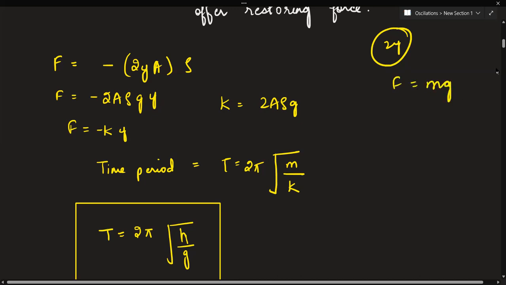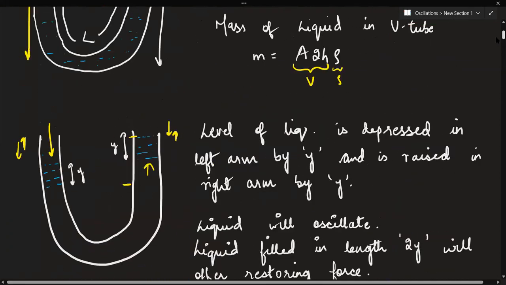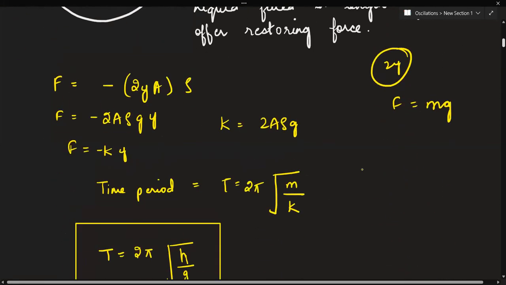We write F is equal to mg, and m is what? Mass we have seen. Mass is basically A into 2h into rho, and acceleration due to gravity is small g. So what will be the force? F will be equal to minus 2A rho g y. Now see, as I've told you, the standard equation for SHM is minus k of y. So every other term apart from this minus sign and this y will be my constant. So the constant I'm getting is 2A rho g.